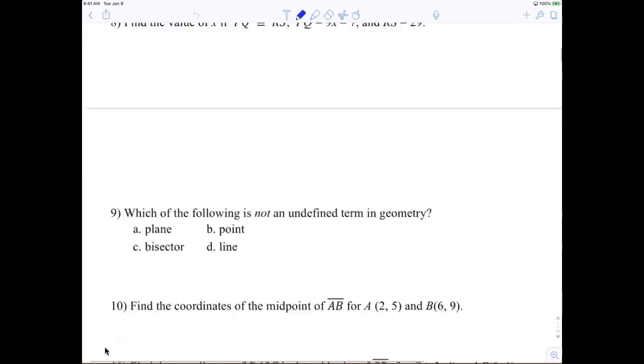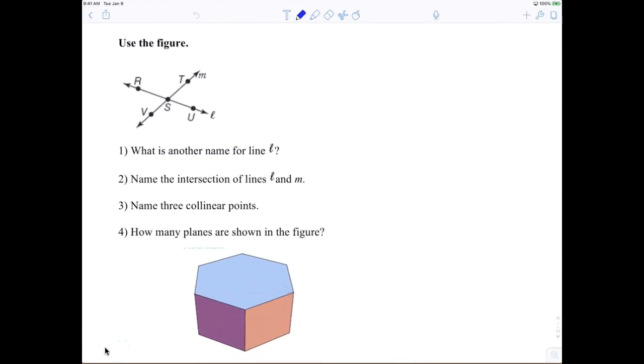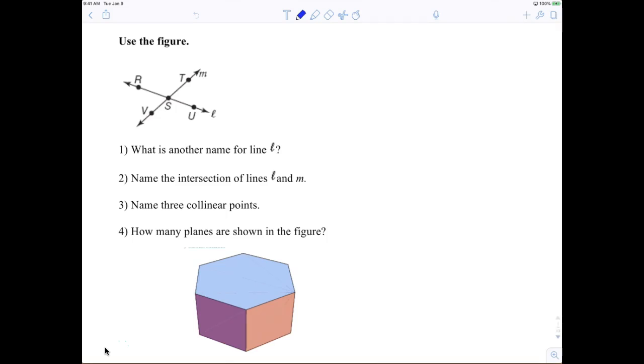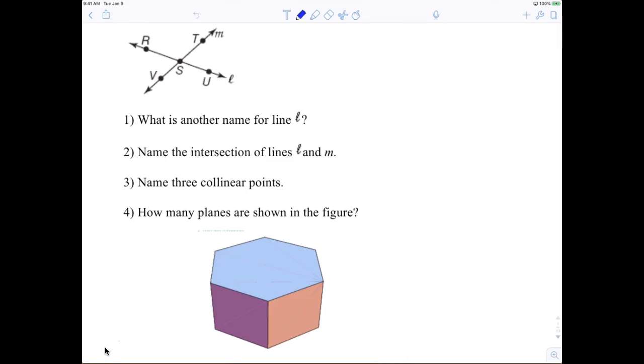All right, let's go to the very beginning here. What is another name for line L? That could be what? Speak up. Are you... it's like a line. Are you with a line over the top?